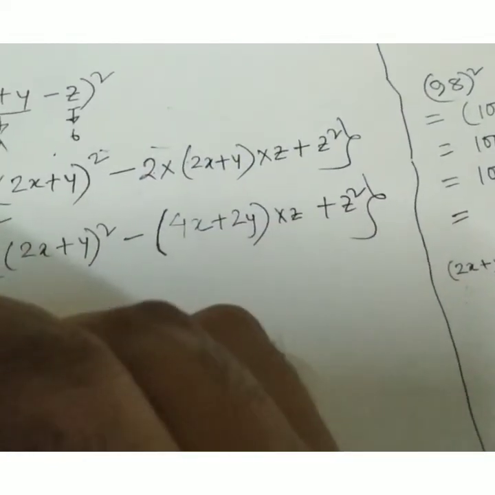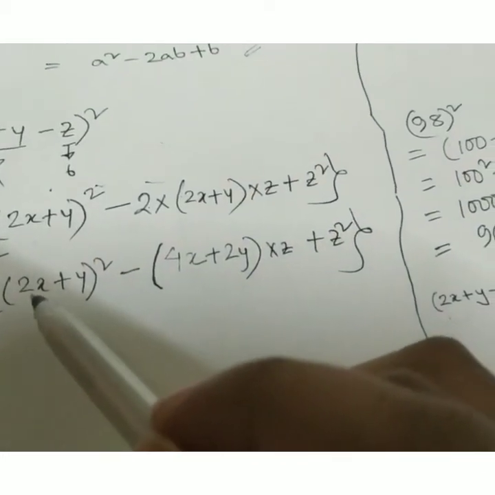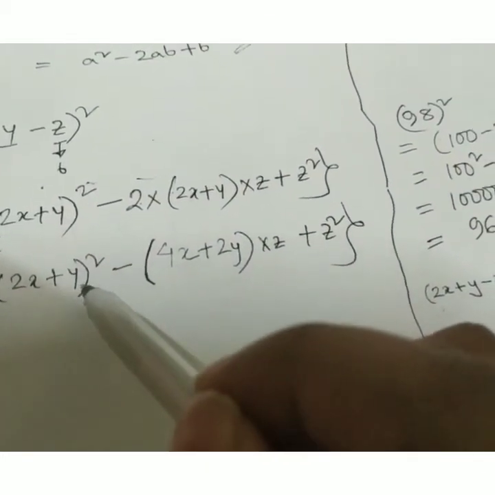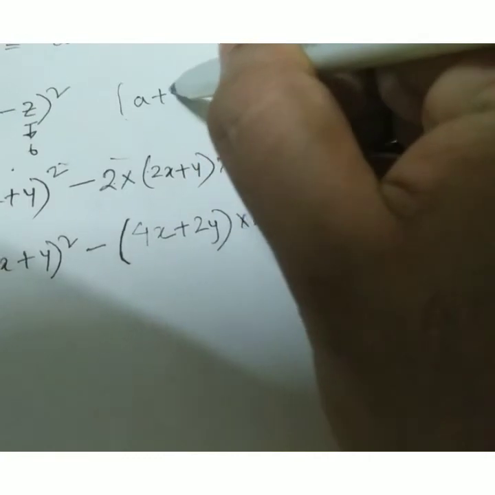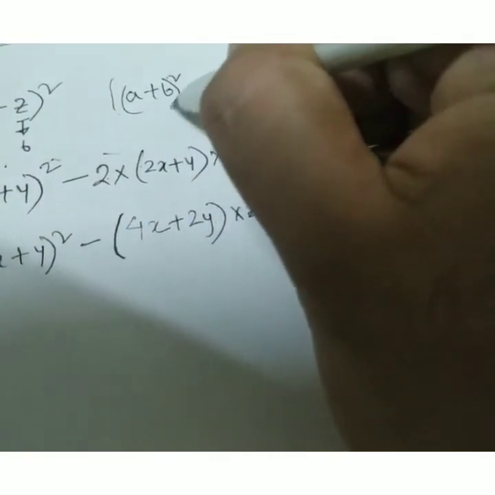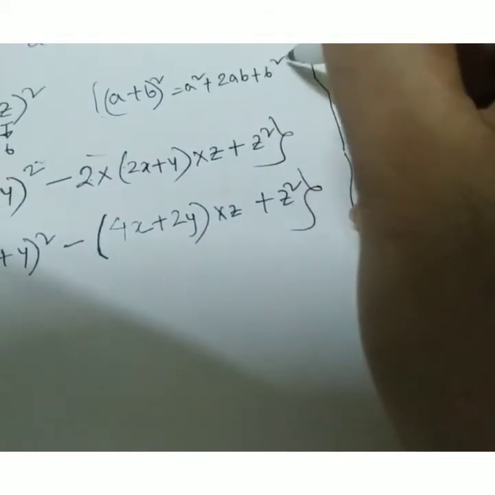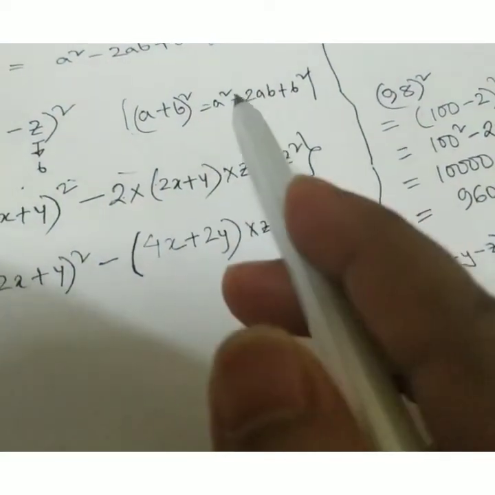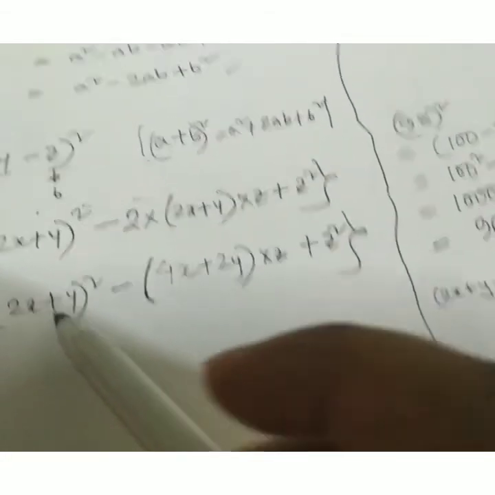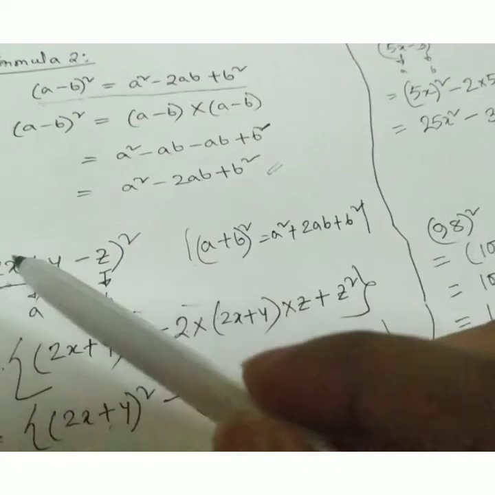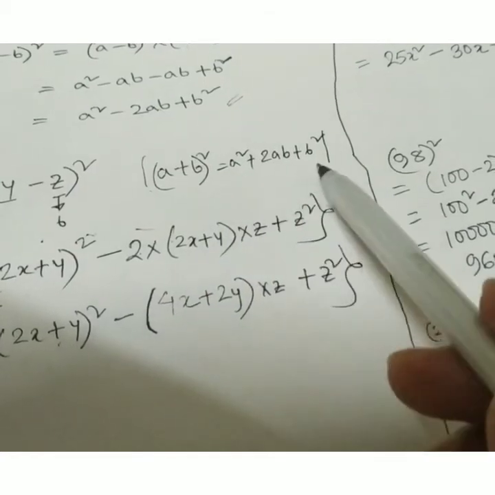Now again, we can break this according to the formula of (a plus b) whole square, because here we have 2x plus y, right? So we know what is (a plus b) whole square, that equals a square plus 2ab plus b square, right? So for breaking this up we will use this formula. Always be careful about the sign over here. If it was a minus, then only we would have used the other formula. So this is a problem where we are actually using both the formulas, okay? So in order to break this up, we will use this formula.